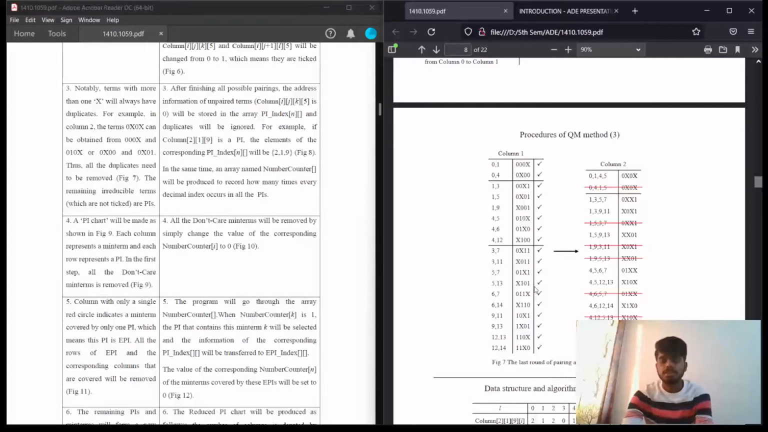So now let's see this. Here we saw how 0x0x can be obtained. It can be obtained from 000x, 010x, 0x00 and 0x01, and all of this can be covered by 0, 4 and 1, 5.